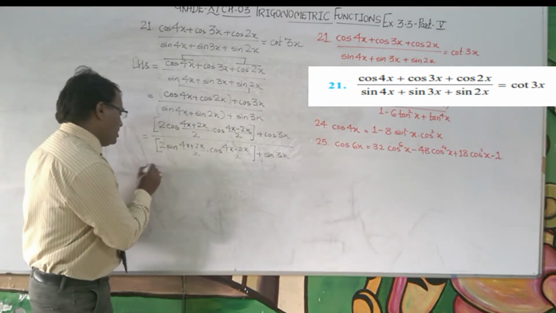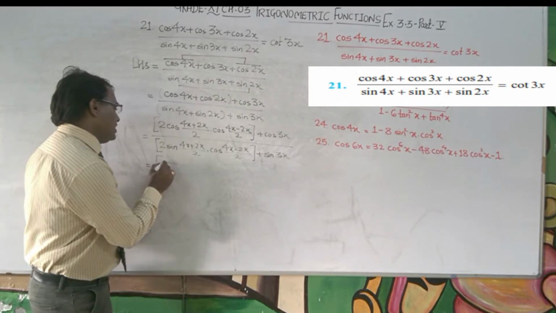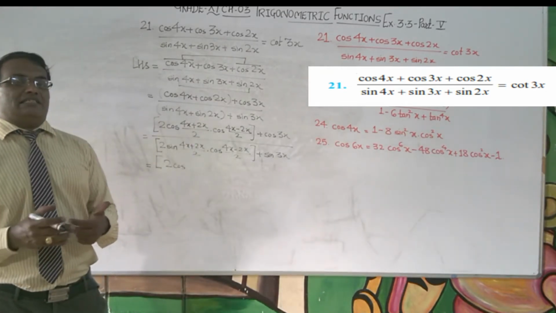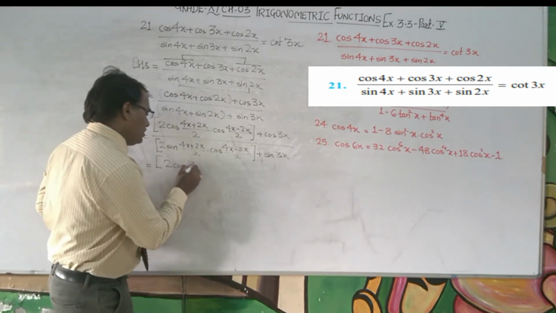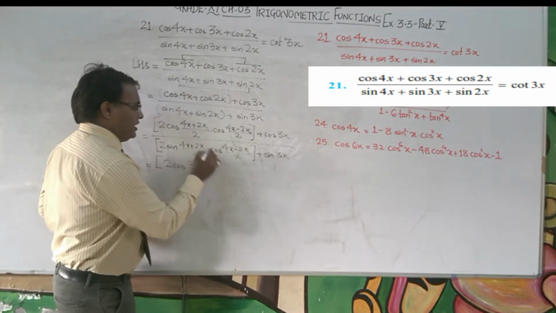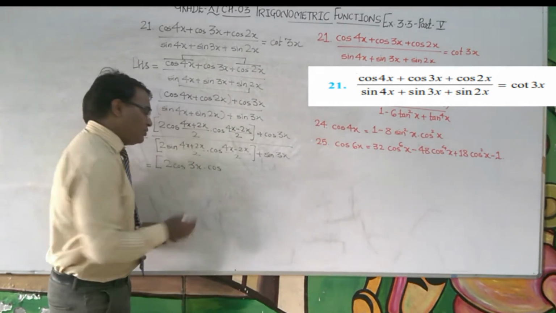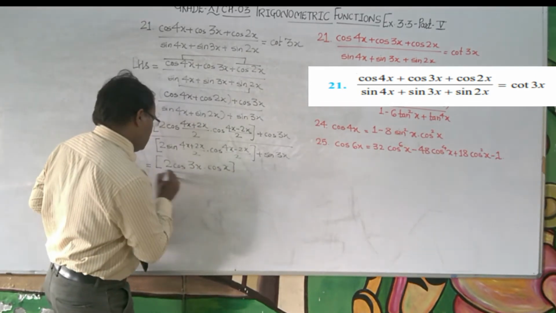Now what will happen here? Again in the bracket I am writing 2 cos. 4x plus 2x is 6x, 6x divided by 2 is 3x, into cos. 4x minus 2x is 2x, 2x upon 2 is just x, which will be remaining.